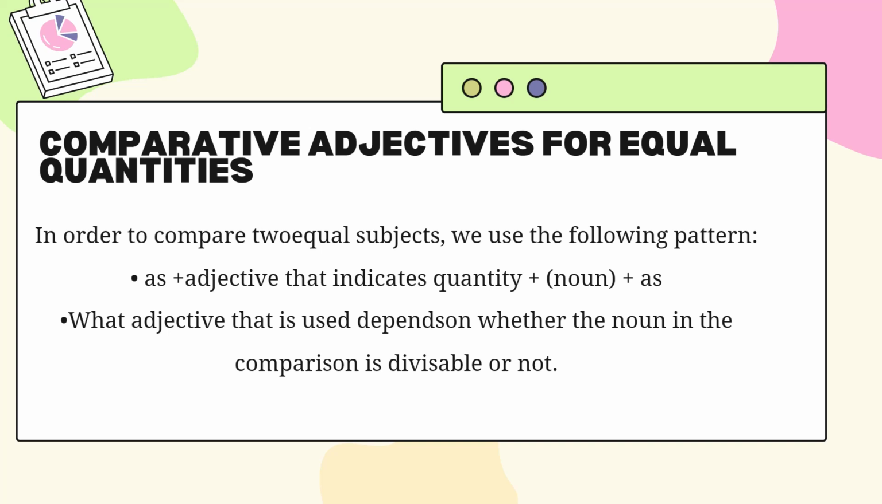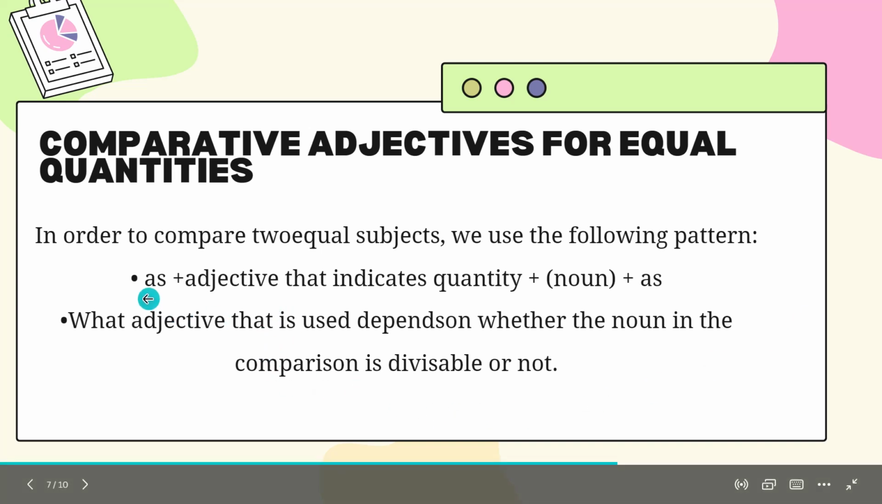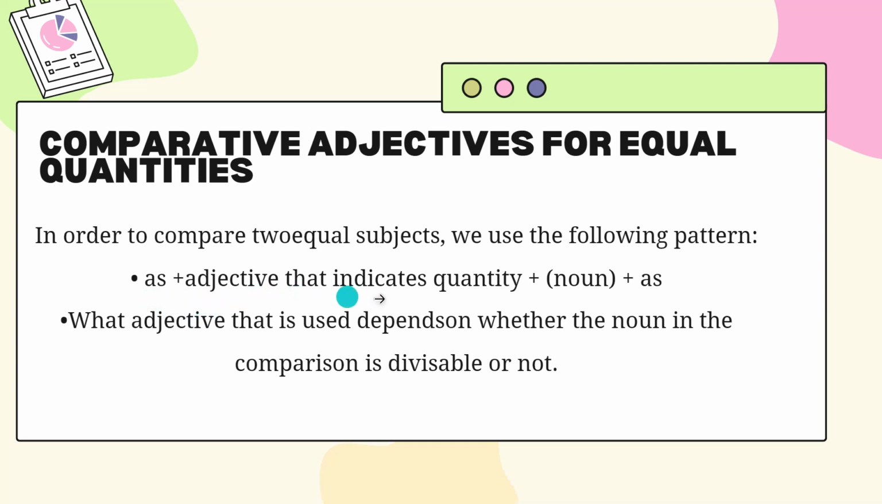Now we go on to comparative adjectives for equal quantities. In order to compare two equal subjects, we use the following pattern: as plus adjective that indicates quantity plus noun plus as. And which adjective is used depends on whether the noun in the comparison is divisible or not. So first of all, indivisible nouns.